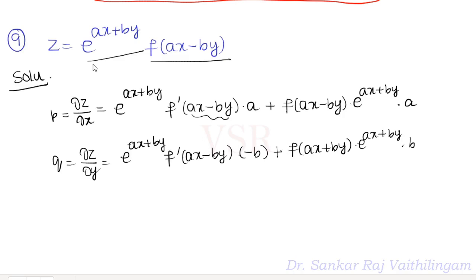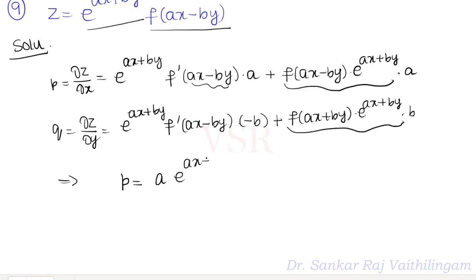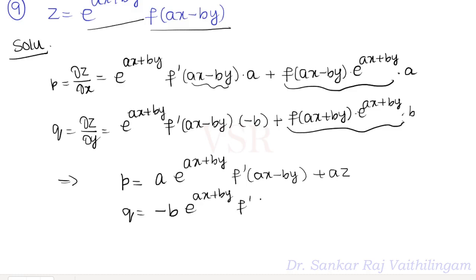Okay, so this is, we are having that ரெண்டு p யும் q யும் மட்டும் நம்ம differentiate பண்ணியிருக்கோம், வேற எதுவுமே பண்ணல. ஓகே சரி, இதுல இருந்து what we can have, this is nothing but z, கரெக்ட்டா, this is nothing but z. அப்போ இத நான் எப்படி எழுதுறேன் அப்படினா, so this implies that p which is equal to a times e to the power ax plus by into f dash of ax minus by plus az. அதே மாதிரி q which is equal to, என்ன கிடைக்கும், minus b times e to the power ax plus by into f dash of ax minus by plus bz.